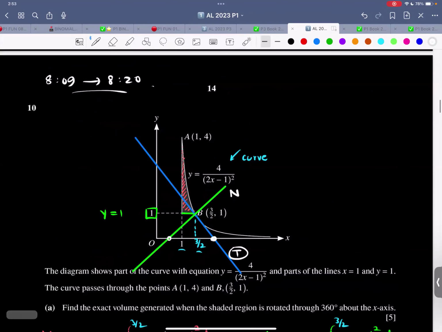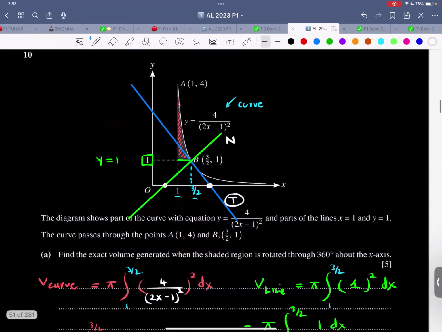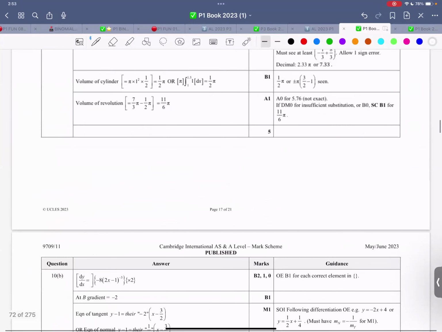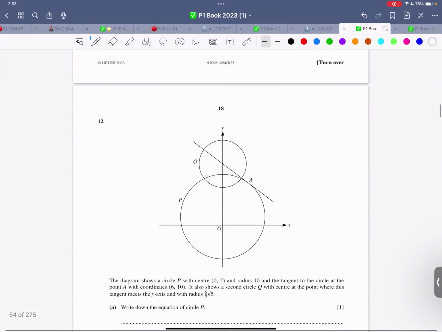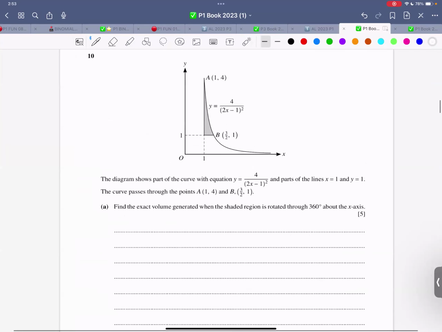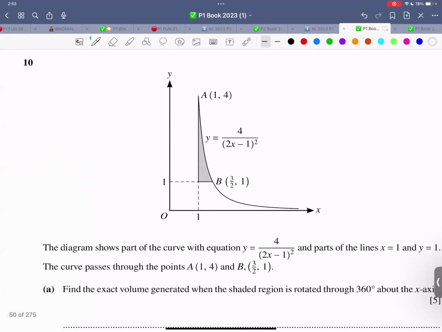I'll go to the examiner report after question 10. Now this question, let me show you the original one, because this is already too messed up because of all the necessary working that you need to do. Okay. Now this is the original question. And this time now I'll read the examiner report at the very, very end.